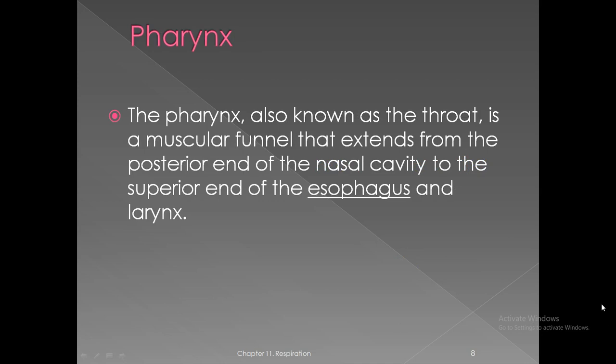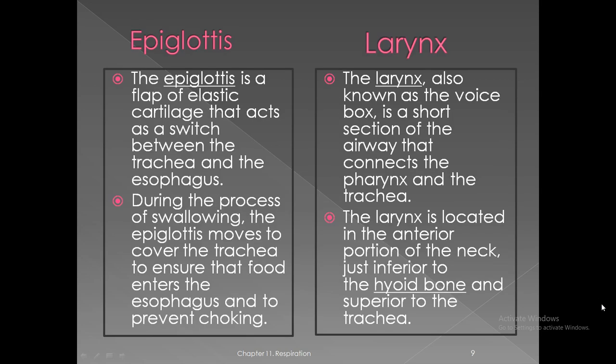Then it is the turn of the pharynx. The pharynx, also known as the throat, is a muscular funnel that extends from the posterior end of the nasal cavity to the superior end of the esophagus and larynx. The esophagus is the food pipe, and the larynx is the opening of the windpipe. So the junction point of the air tube and the food tube is known as the pharynx.